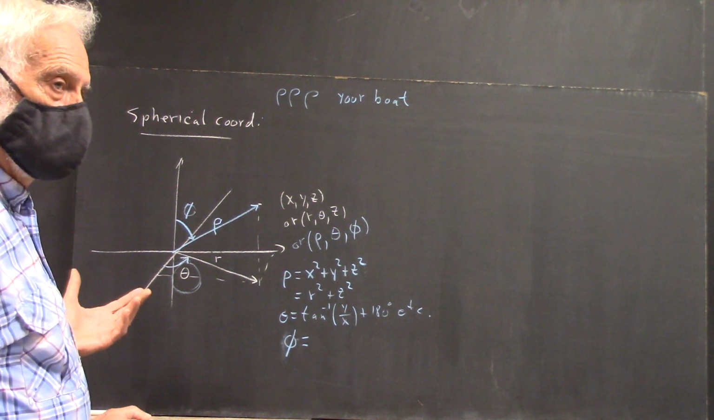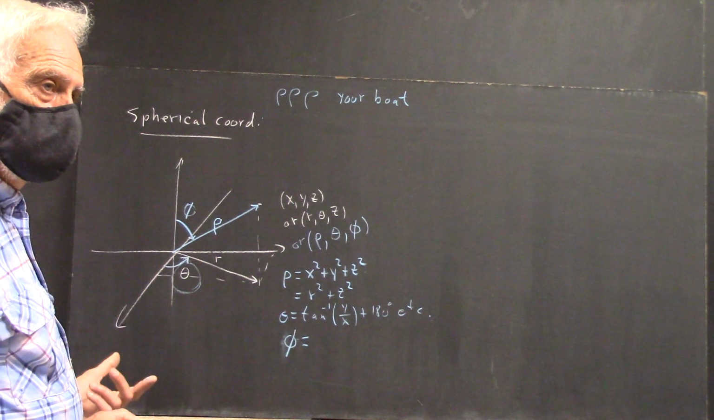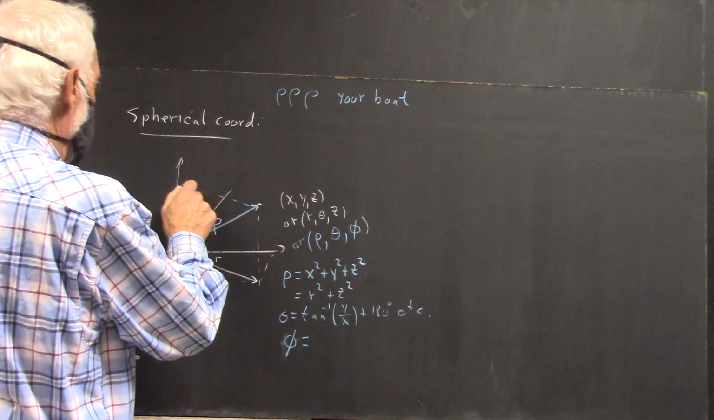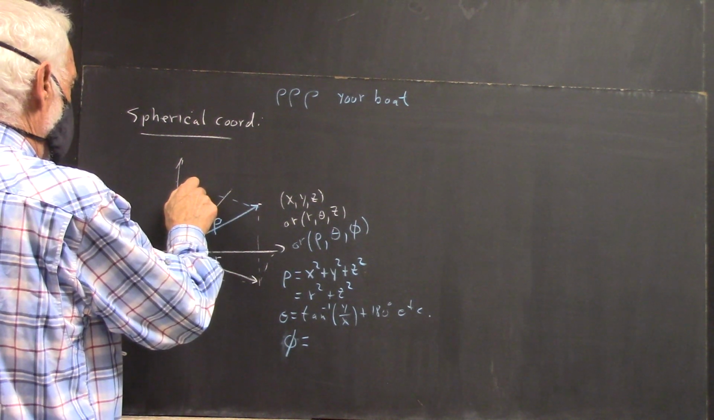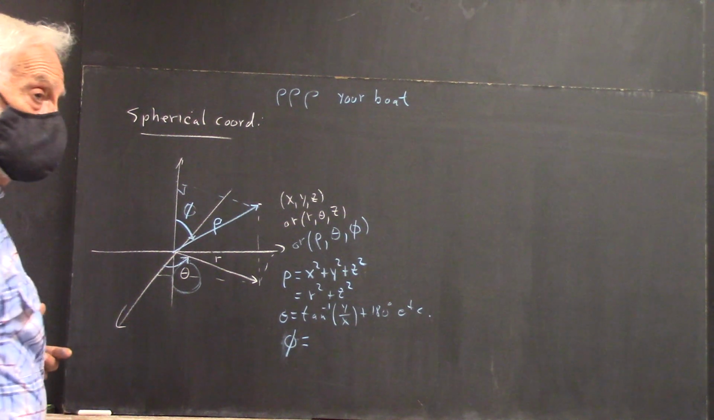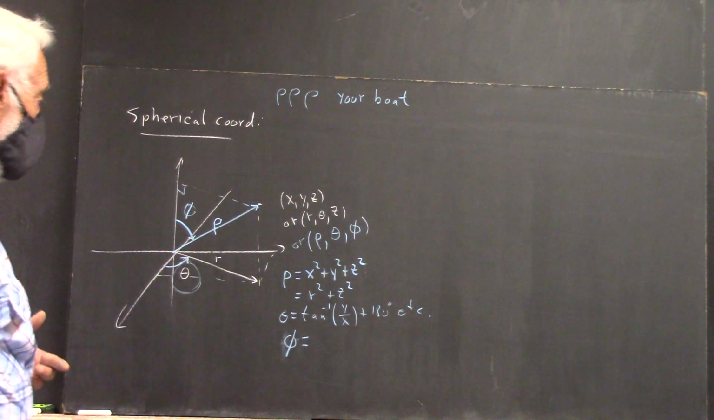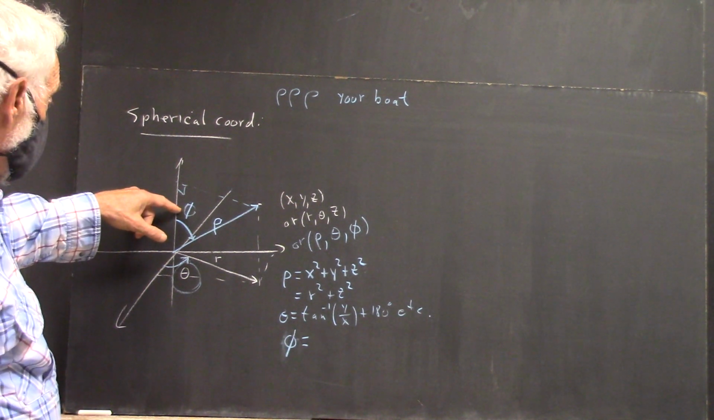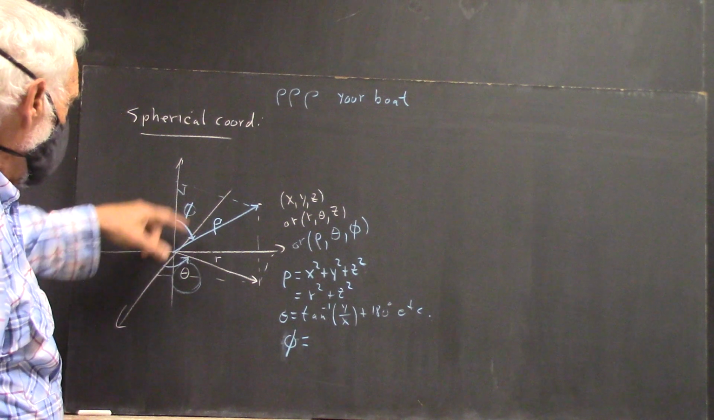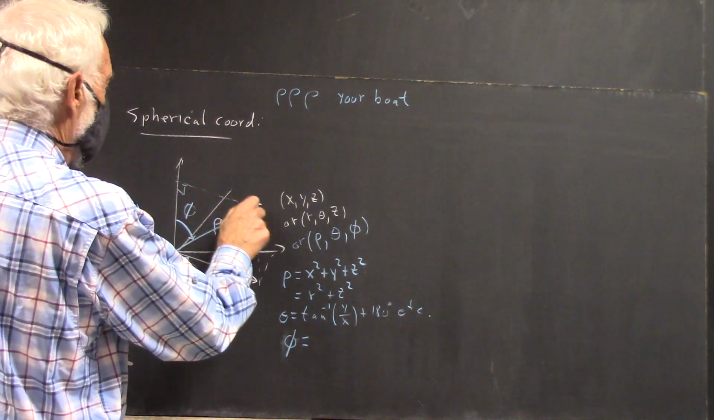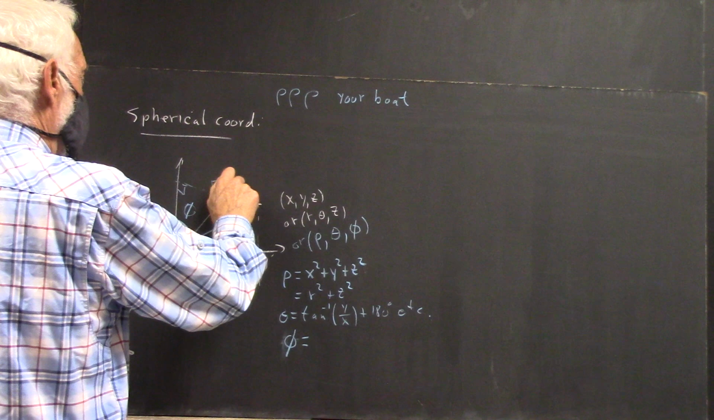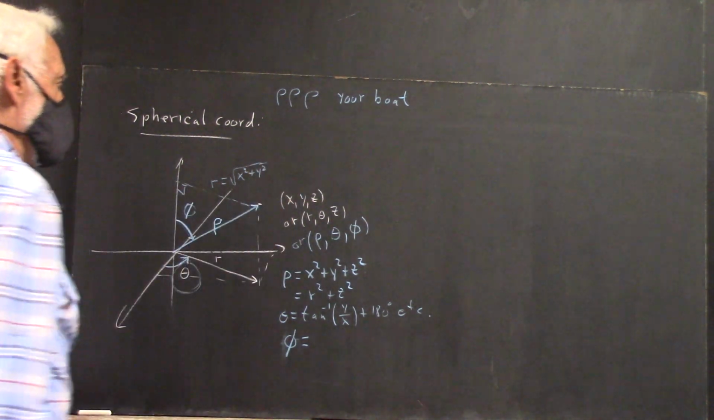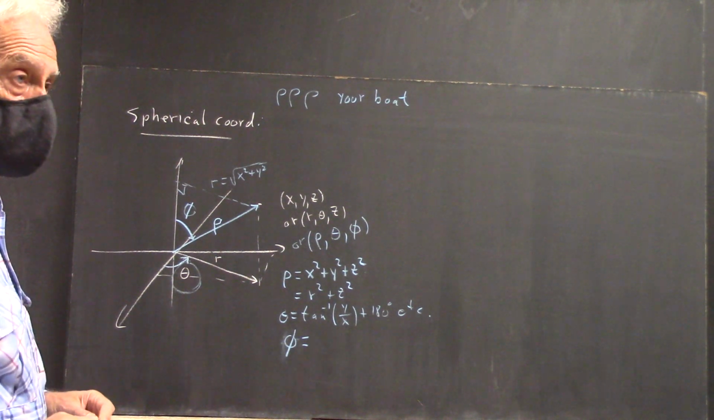Where's a right triangle you could use to find phi? Yeah, you project back at a right angle to the z-axis, and you see that phi is, well, okay, this distance would be r, which is the square root of x squared plus y squared, right?